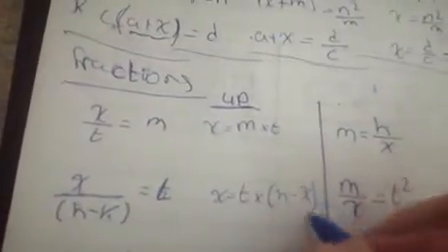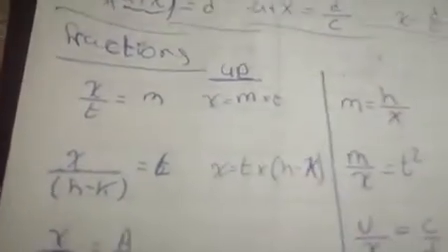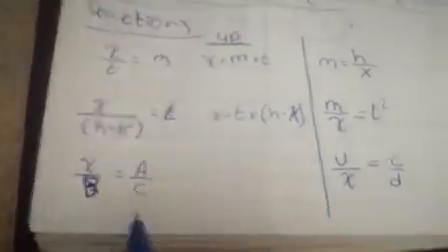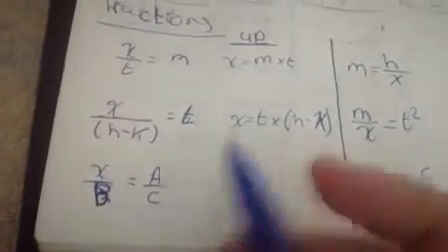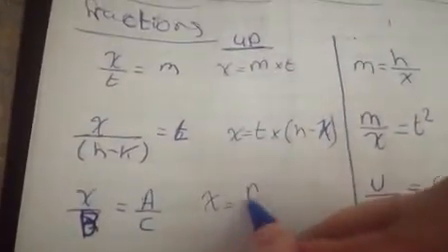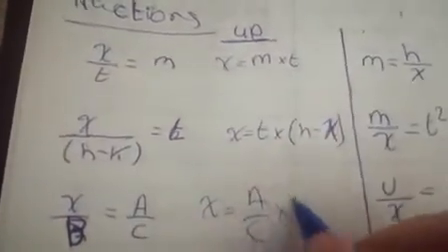h minus k. Is x up? Yes. Is it alone? No. So we need to move the b. So x equal a over c. It is divide, so it will be times b.